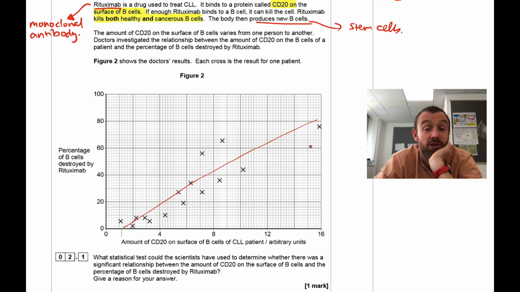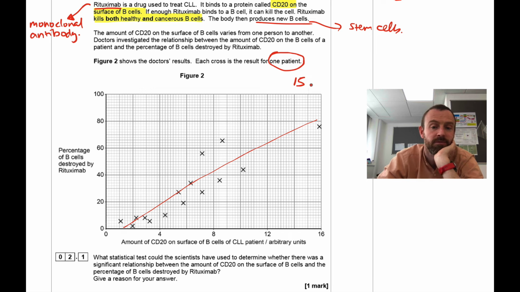There is some variation, but as a general trend, it's like that, isn't it, roughly? Each cross is the result for one patient. So we're not looking at enormous quantities of data. We can actually count it: 1, 2, 3, 4, 5, 6, 7, 8, 9, 10, 11, 12, 13, 14, 15. There's just 15 patients here.